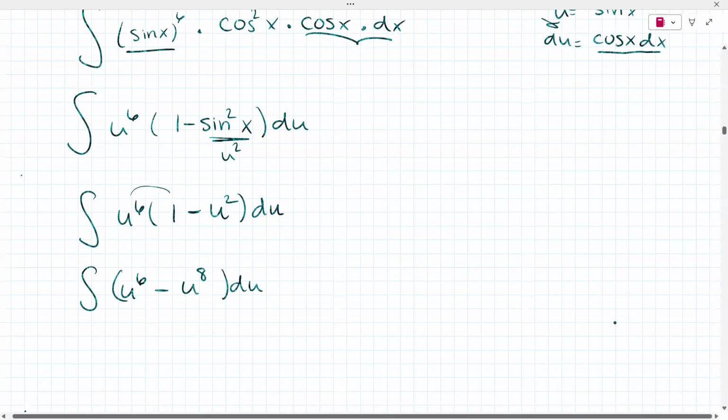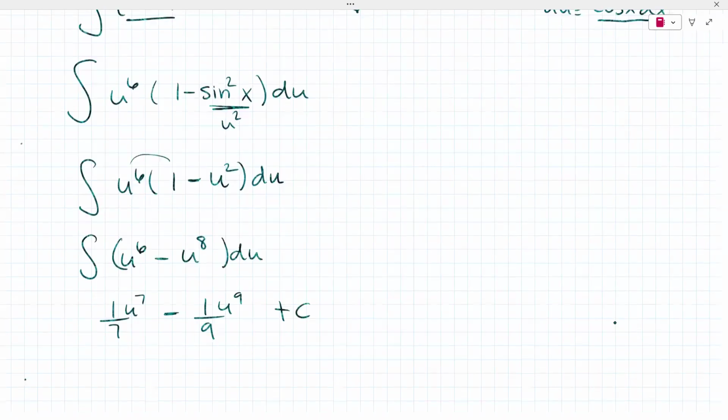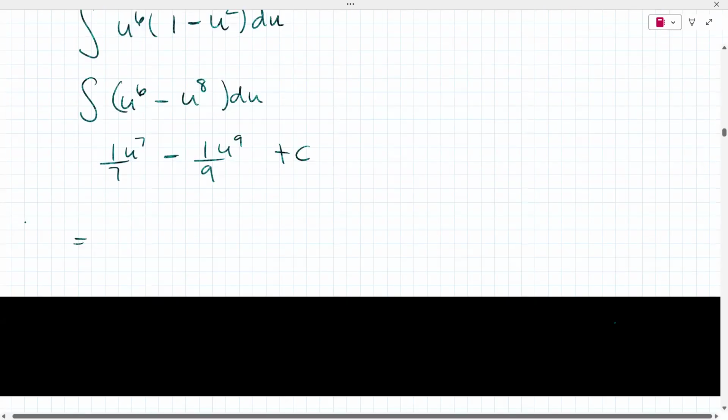So what's the integral of u to the 6th? It is 1/7 u to the 7th minus 1/9 u to the 9th plus c. And then the last step is replace my u with sine of x. So it's going to be 1/7.